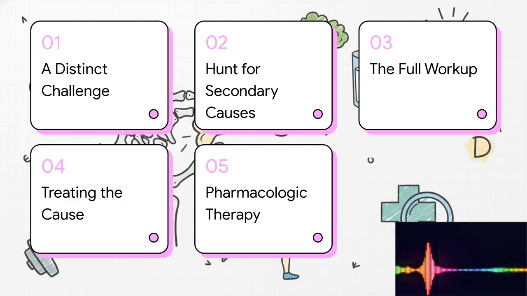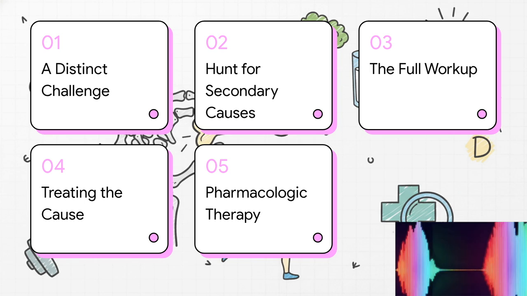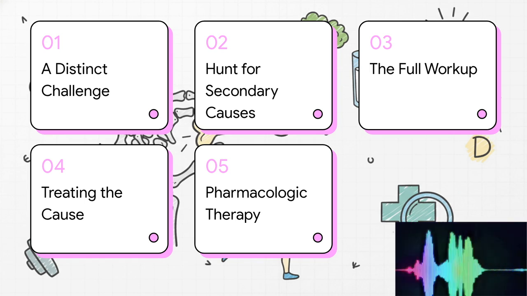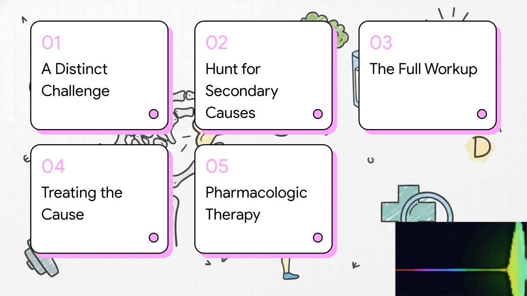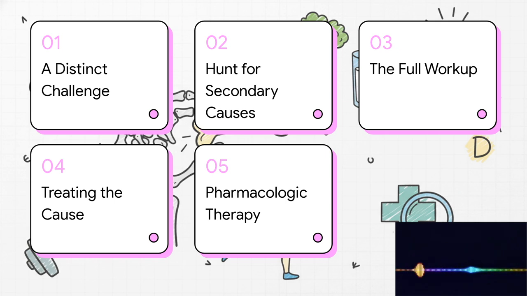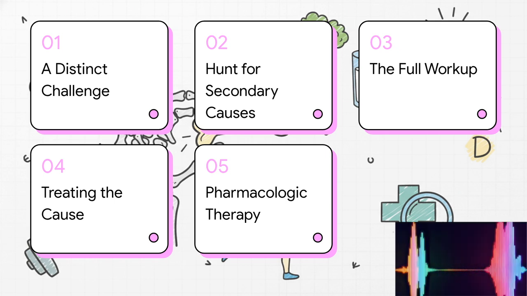So here's our game plan for today. We'll start by really defining why this is such a unique challenge. Then we'll go on the hunt for those secondary causes. From there, we'll talk about the nuts and bolts of the workup, how to treat what you find, and finally, we'll tackle that very tricky decision of when and if to use medication.